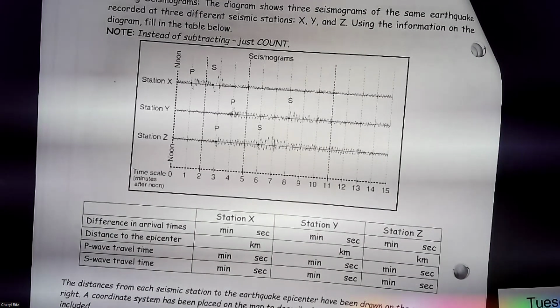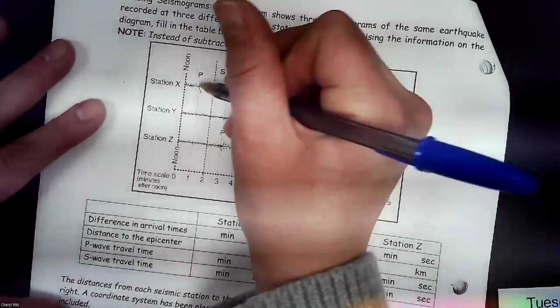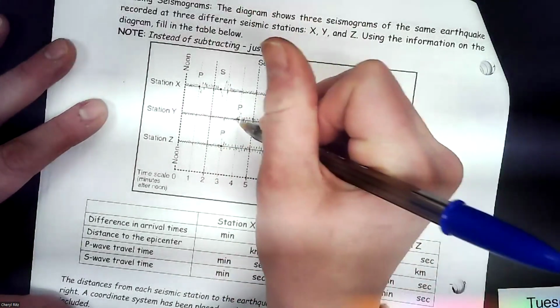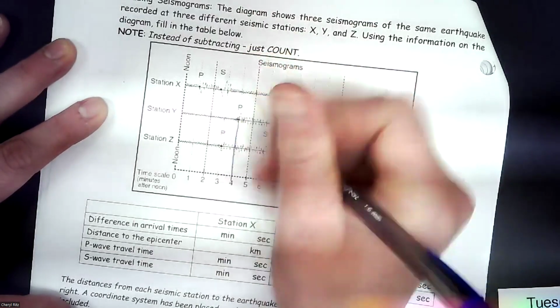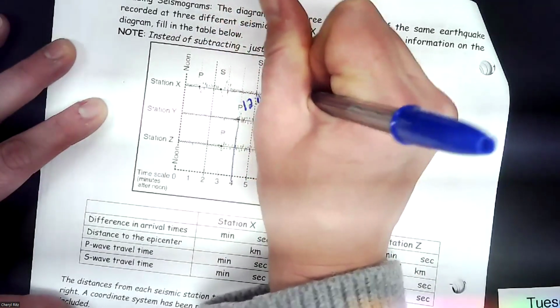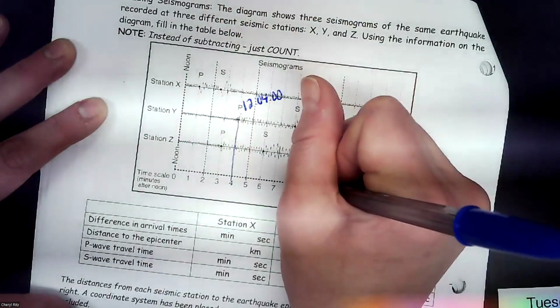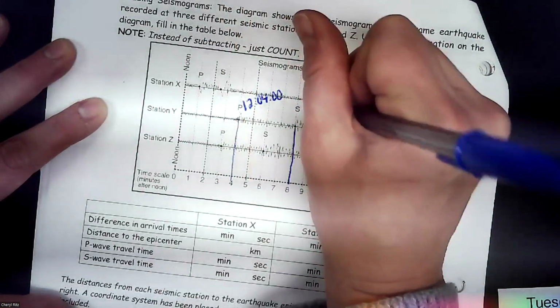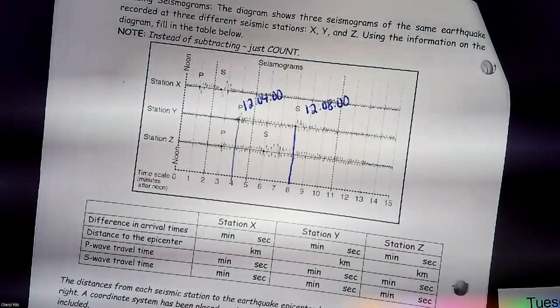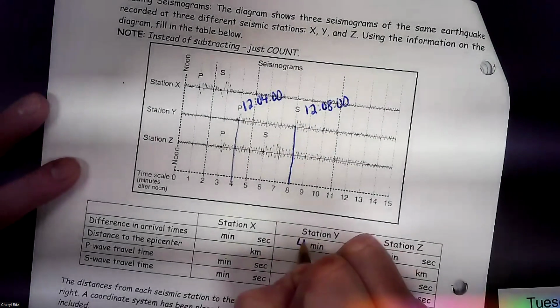So when they arrived. To do that, it's simple, and we did the first one together yesterday. So why don't I do the station Y? The P arrived right at 12:04 and 0 seconds, and the S arrives right at 12:08 and 0 seconds. So that one's pretty easy to do that math. What's the difference there? Yeah, 4 minutes. Sorry, I couldn't hear you.